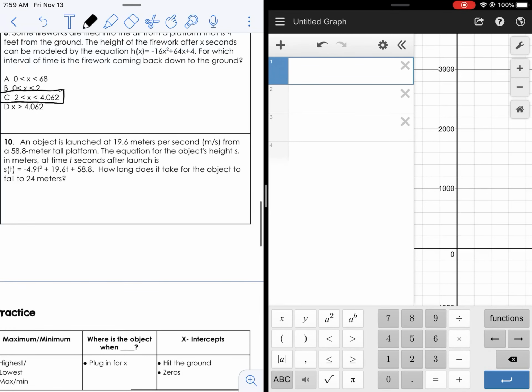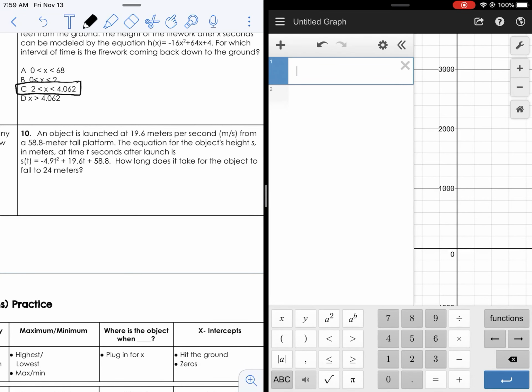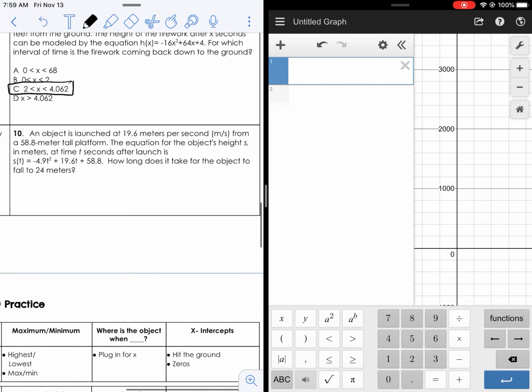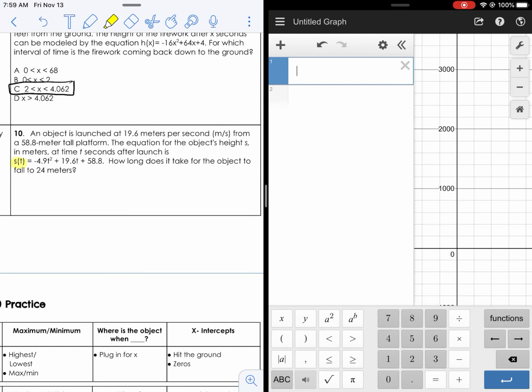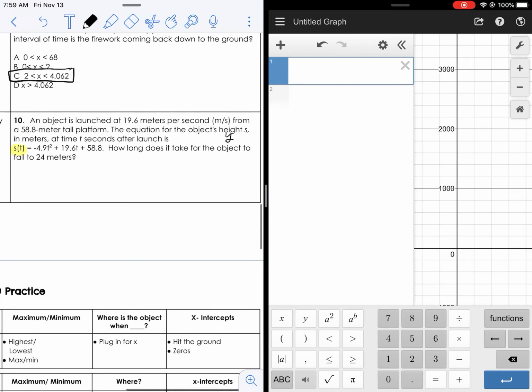All right, last one. An object is launched at 19.6 meters per second from a 58.8 meter tall platform. The equation for the object's height, s, so that means s, or this one over here, which is normally our y. So height is going to be our y. At time t seconds, so t, or what is normally x, will be our time. How long does it take the object to fall to 24 meters? So how long does it take, how many seconds, how much time does it take to get where y equals 24? So we'll type that in again.